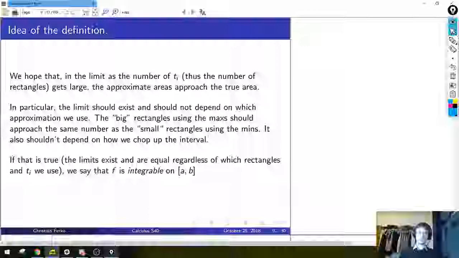So then I motivated the definition last time, which is just some more words which are related to what I just said with the picture.